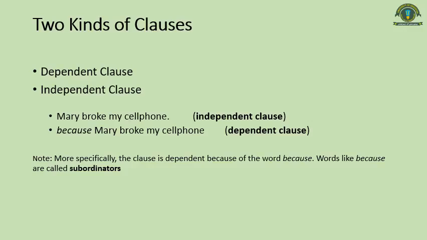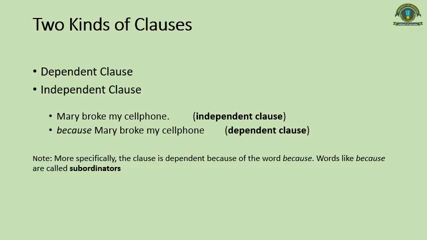It's easy to hear dependent clauses if you read them out loud. After an independent clause, you will feel relaxed, like an idea is complete. But after a dependent clause, you will still be waiting. You will have unanswered questions. What happened because Mary broke the cell phone? The idea is not complete. This is why it's dependent.